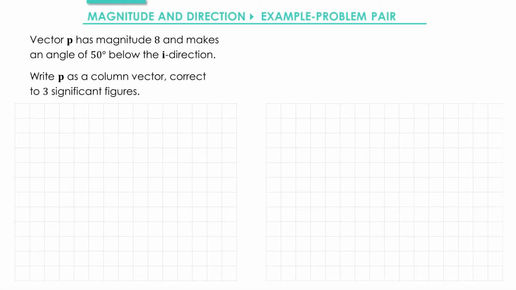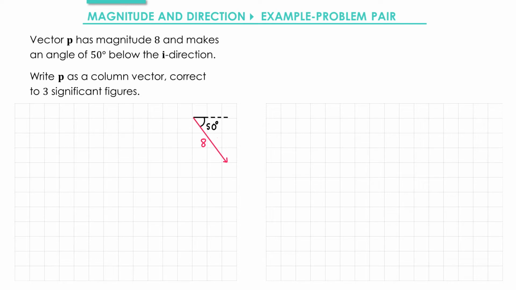Okay, in this example we've got vector p which has a magnitude of 8 and makes an angle of 50 degrees below the i direction. We need to write p as a column vector correct to 3 significant figures. So let's start by drawing a vector of magnitude 8, 50 degrees below the i direction.